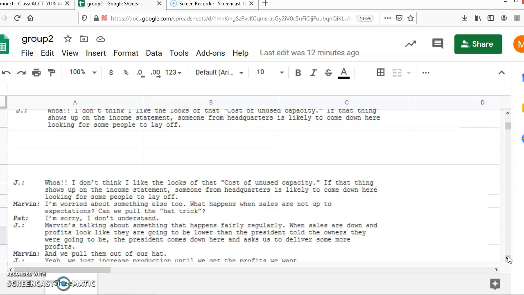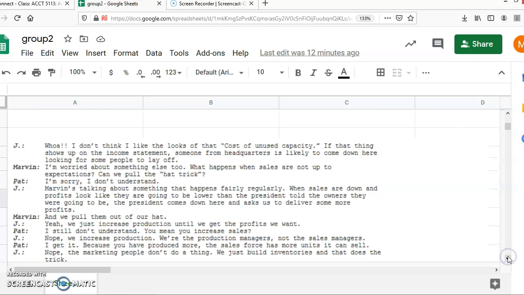Whoa, I don't think I like the looks of that. Cost of unused capacity? If that shows up on the income statement, someone from headquarters is likely to come down here looking for some people to lay off. Marvin, I'm worried about something else too. What happens when sales are not up to expectations? Can we pull the hat trick?